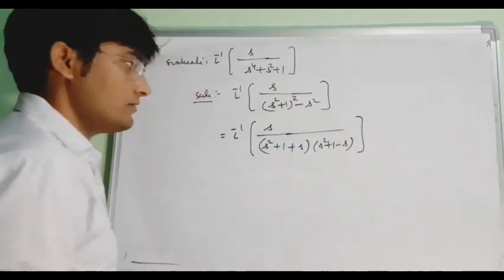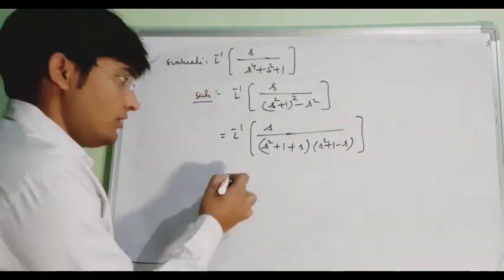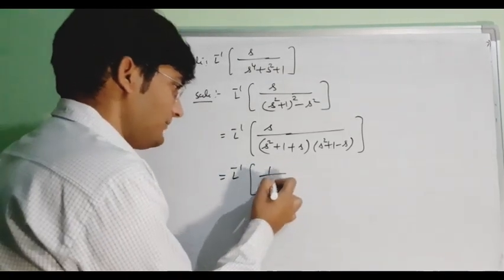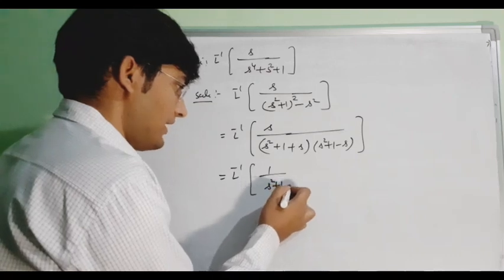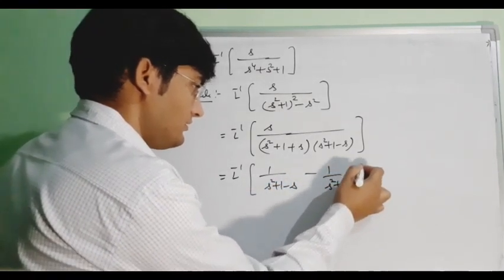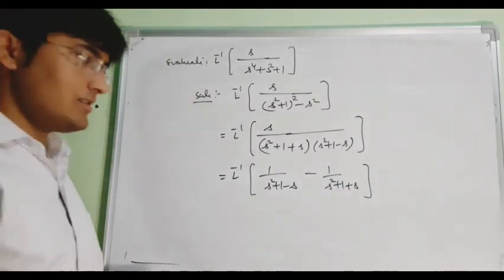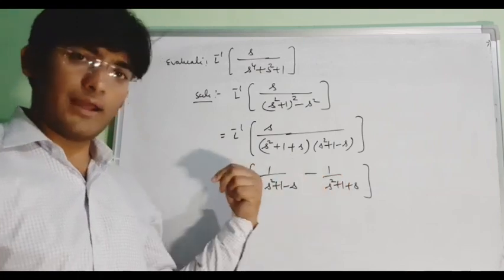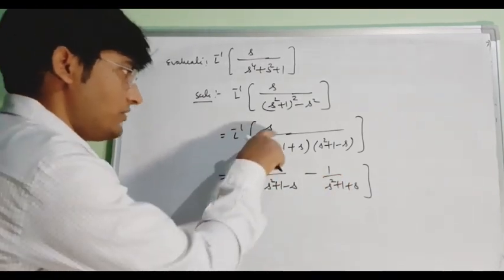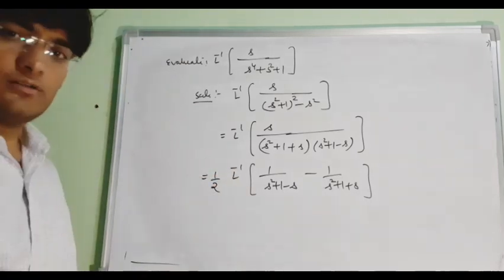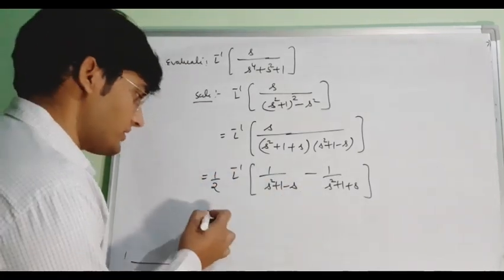So this is the fraction. Now we will use the partial fraction, which can be done very easily. So this will be 1 minus s minus 1 upon s square plus 1 plus s. This can be guessed very easily, because if you differentiate, then in the numerator we will have 2s, and as we have s, we can divide it by 2. So this is our inverse. This is our partial fraction.